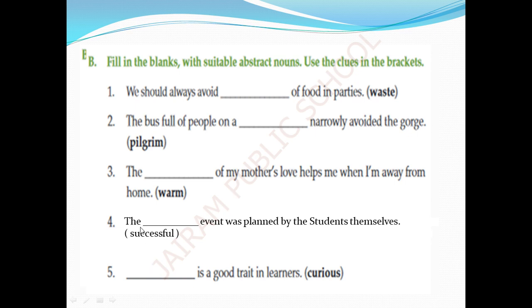Here is a sentence. The answer is in the bracket. Successful. How do you use this word? Successful, adjective to abstract noun. The success event was planned by the students themselves. Curious is a word here, an adjective. How do you use this as an abstract noun? Curiosity is a good trait in learners.